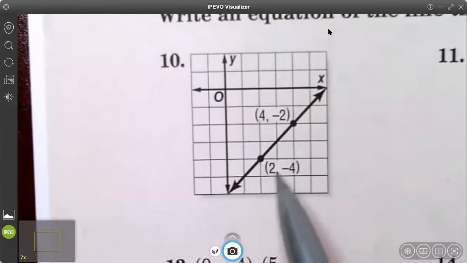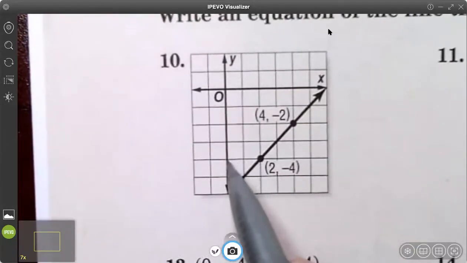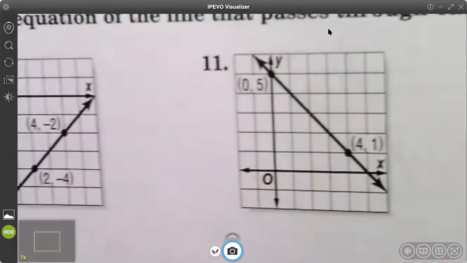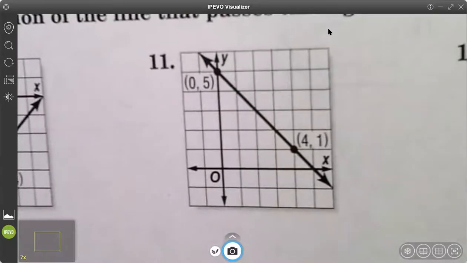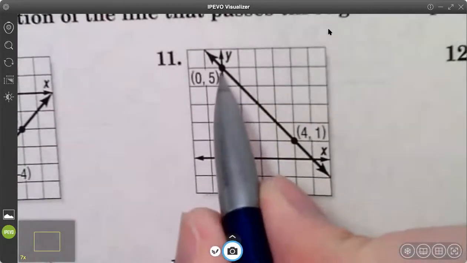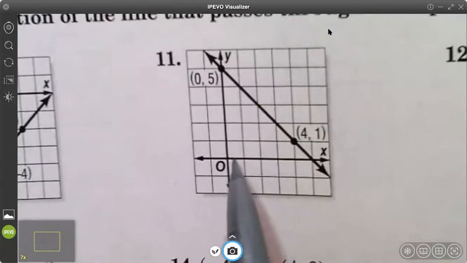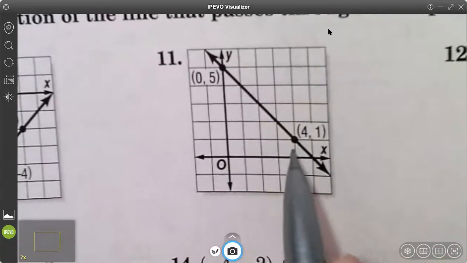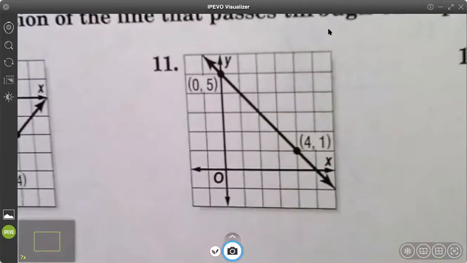This helped you a little bit. If you started here, you know this y value is negative 4, so you could have counted from here, negative 5, negative 6. Here, our y-intercept is 5. Our x-intercept is 1, 2, 3, 4, 5. I know this value is 4 on the x, so I could have counted one more.